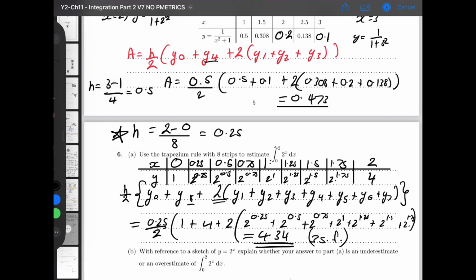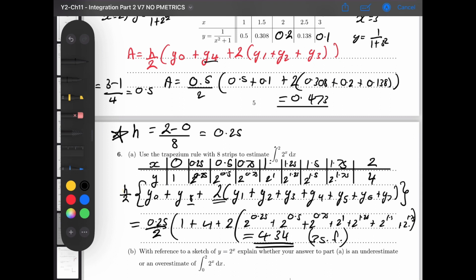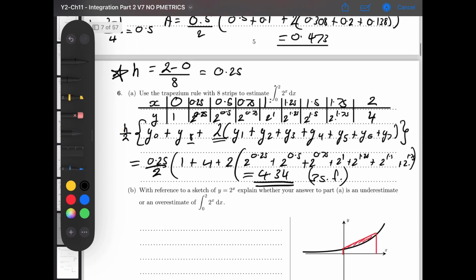Let's analyse question B, to refer to a sketch of y equals 2 to the x and explain why it is an overestimate. Well, I've just drawn the exponential curve, y equals 2 to the x here. And I've just tried to visualise exactly one of those trapeziums. And we can see that there's some extra area on top there. That red area is not included in the area under the curve, which is what the integral finds.